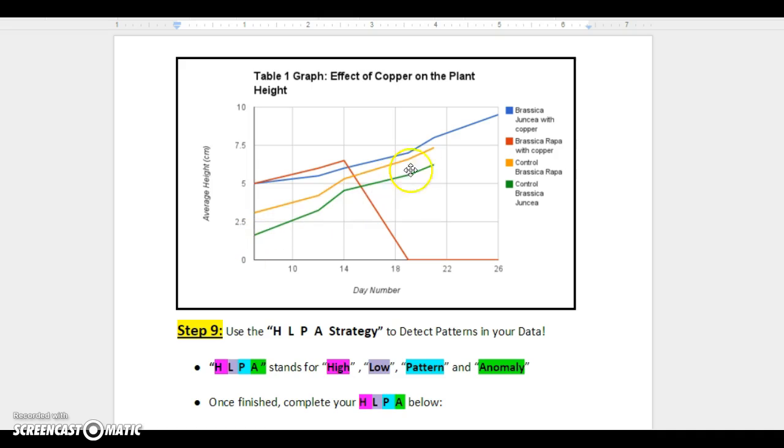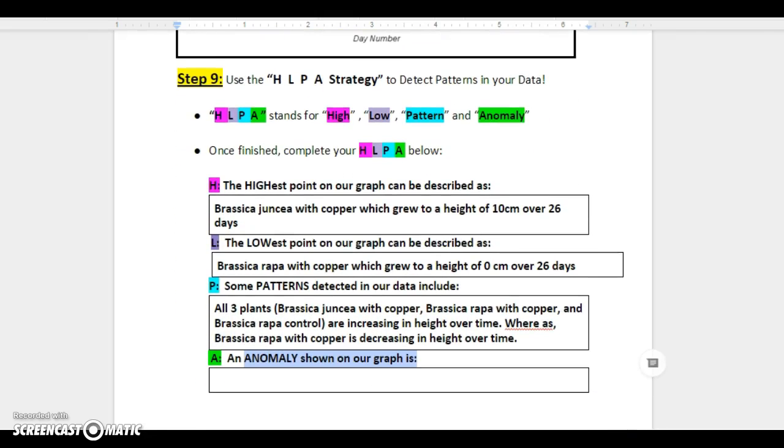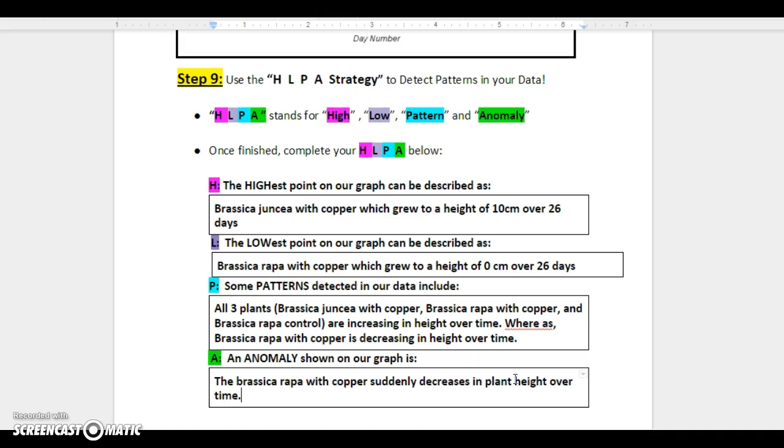You can see that all three of these lines are moving upward, which means that these plants are increasing in their plant height over time. However, our anomaly is at this point here where this Brassica rapa with copper suddenly decreases to 0 centimeters over time. Our anomaly, or point on the graph that stands out and is weird, is that the Brassica rapa with copper suddenly decreases in plant height over time.